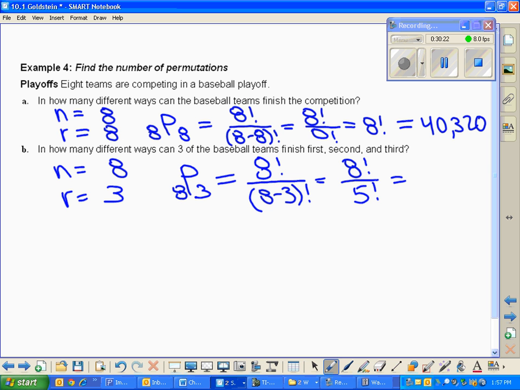And do we have an answer for this one? Yeah. 336 ways. If you think about it, that kind of makes sense. We have a lot less options for only 3 spots. We have a lot of options if we have 8 teams filling 8 spots. It's a lot of different ways that can turn out. But with only 3 spots, only so many things can happen in those spots. Is that clear? We're okay with that? All right.